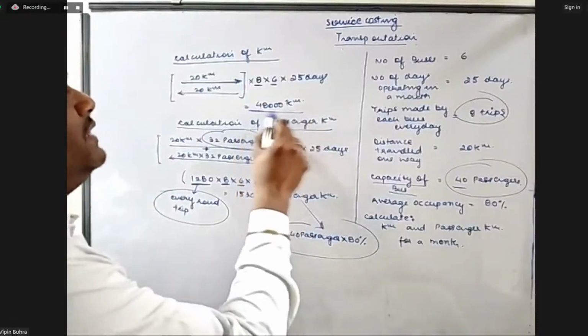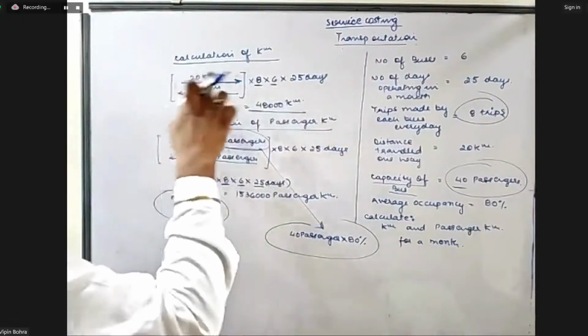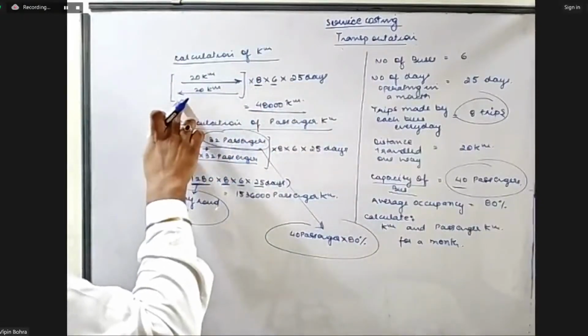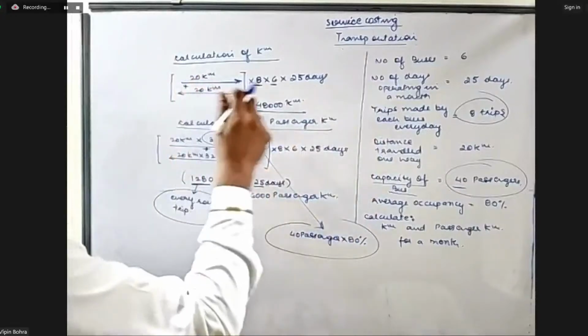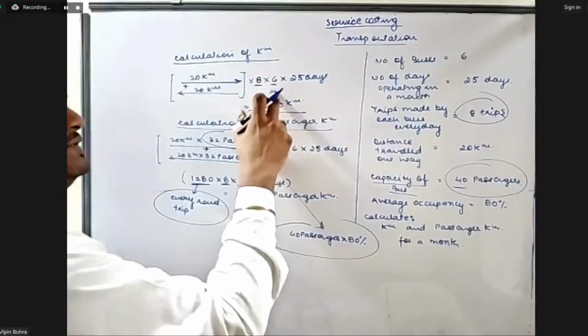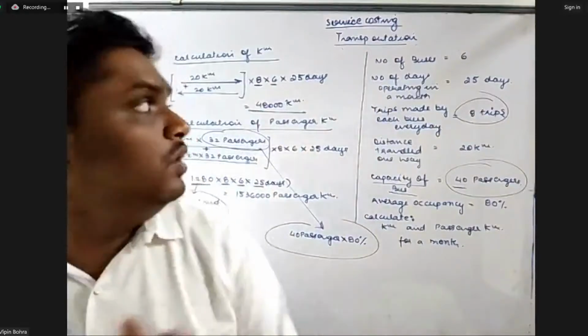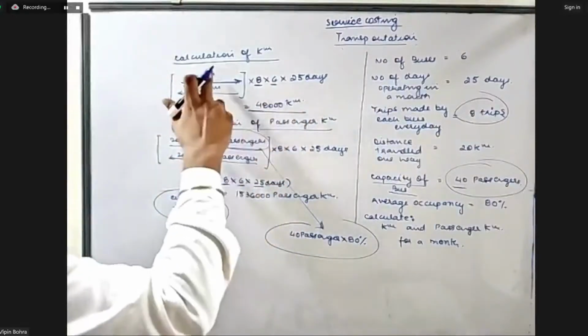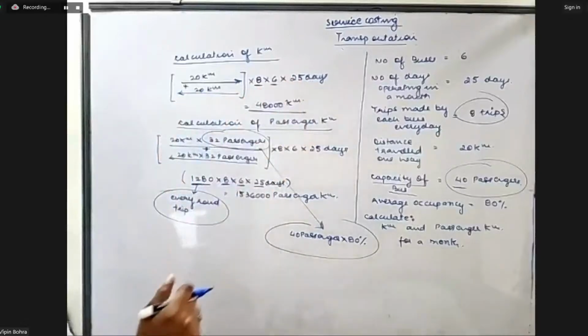This is 48,000 kilometers. Herein we are not considering the passengers. One way 20 kilometers, return also 20 kilometers. So every trip is of 40 kilometers, into 8 trips in a day, into 6 buses, into 25 days in a month. So this is how I got 48,000. That is 20 plus 20, 40 into 8 into 6 into 25.